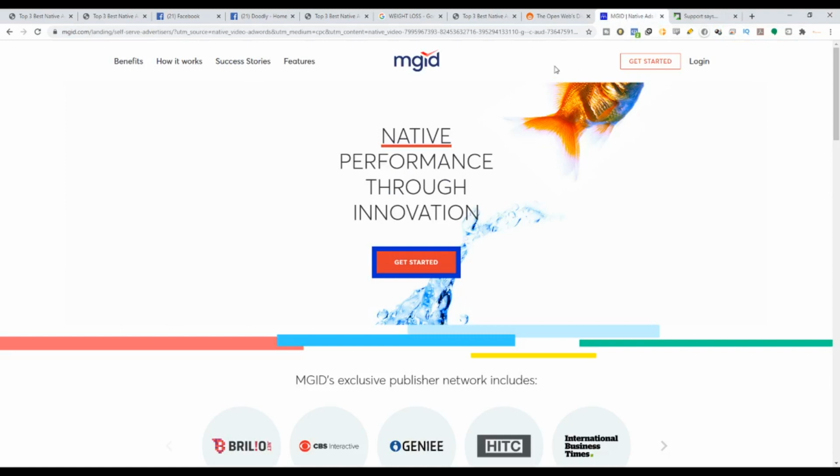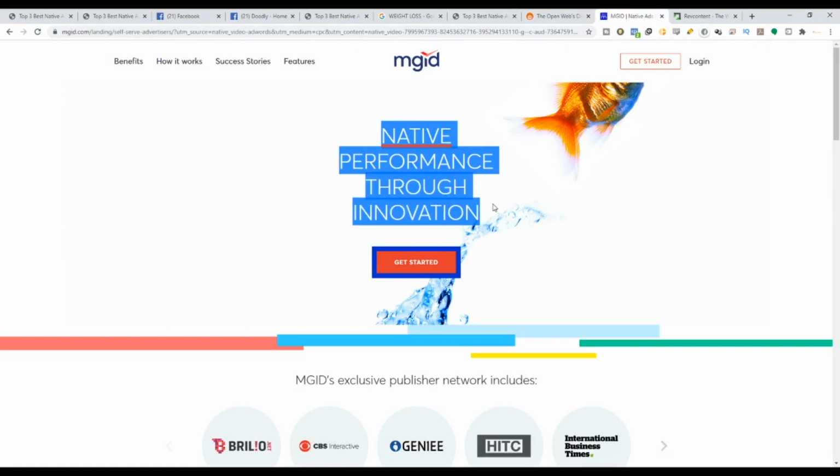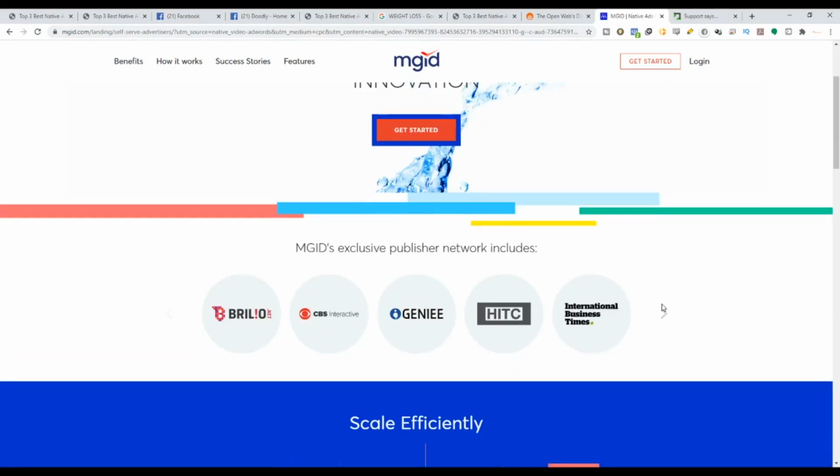When you talk about MGID, on the other hand, MGID is one of the biggest and longest-standing native advertising platforms, one of the earliest ones to come up with native advertising as well. Their partners include International Business Times, CBC, and investing.com. So when you see their publishers, you will know exactly what type of offers to use.